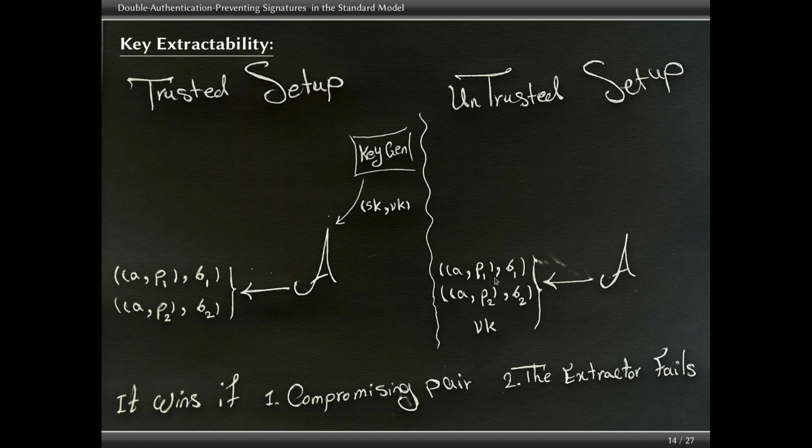And here, the adversary actually is the malicious signer. So the aim of the adversary is to generate a compromising pair, the same address, different payload, where no information about its signing key would be revealed, which means that the extractor fails.